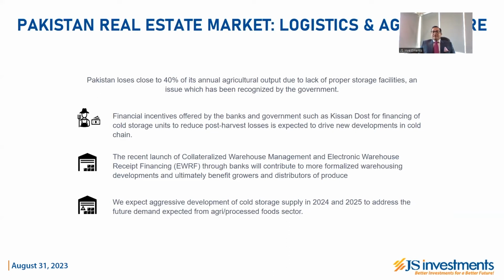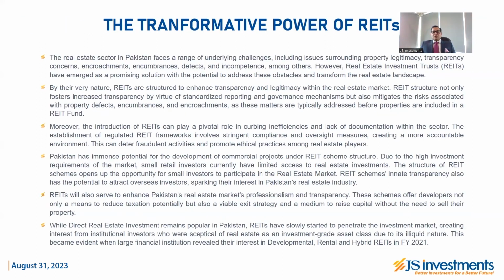So let's talk about agriculture. Pakistan loses close to around 40% of its annual agriculture output due to lack of proper storage facility. This is an issue which has been recognized by the government, and now there are multiple financial incentives given to the farmers or people that are connected to the agriculture industry. Number one being Kisan Dost Finance. Others are collateralized warehouse management and electronic warehouse financing. We are of the opinion that in 2024 and 2025, there will be quite an increase in logistics warehousing for agriculture development. This has now brought us to our last slide where we discuss the transformative power of REITs.